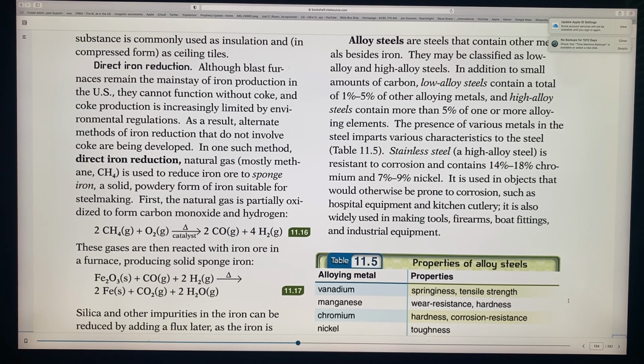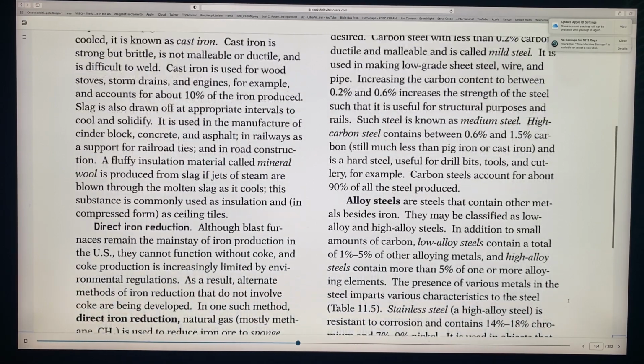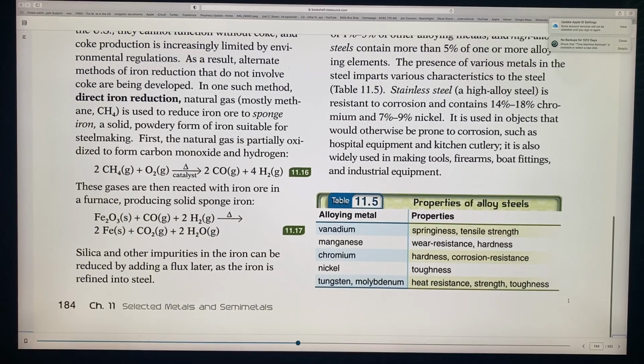So with the sponge iron, the reason it's only for making steel, with the natural gas, is that they don't want to use the coke anymore. They don't want to put too much carbon into the air. And later they add flux to the steel for the impurities. So we're going to go over steel too, but basically the direct iron reduction is another way so that we don't have to use the carbon coke, right?